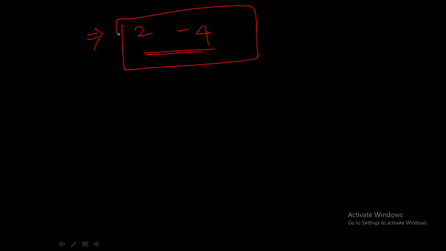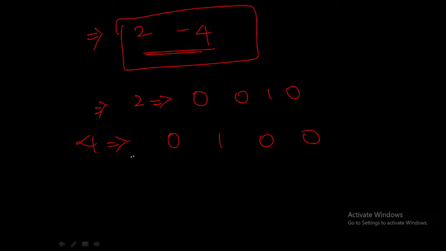If we have 2 minus 4, then how to do? 2 is nothing but 0010, and minus 4 is nothing but, first we should write the representation of 4, 0100, and minus 4 is nothing but the complement of plus 4, which is nothing but 1011.